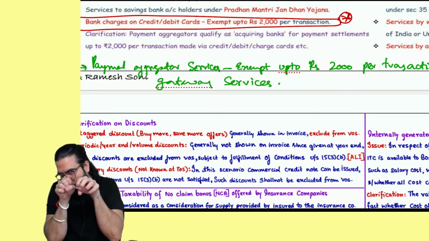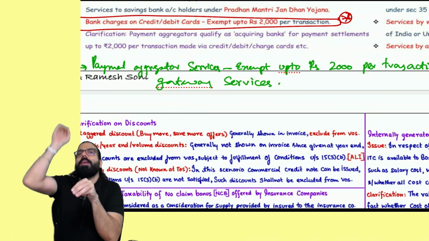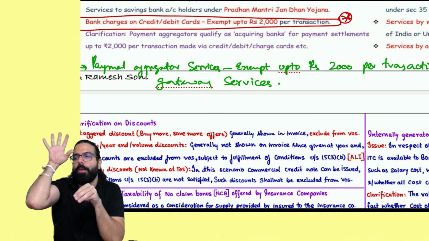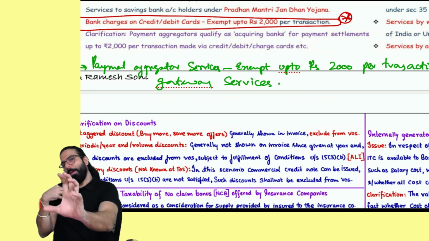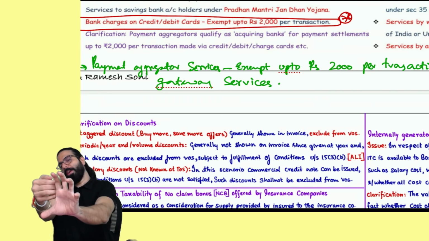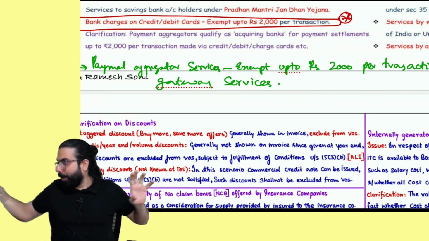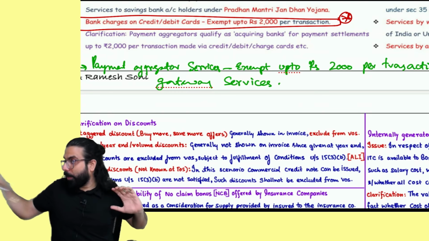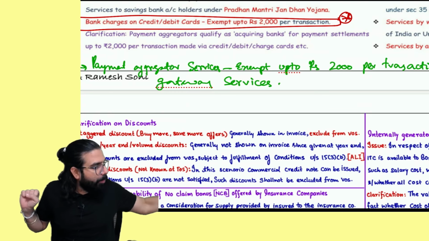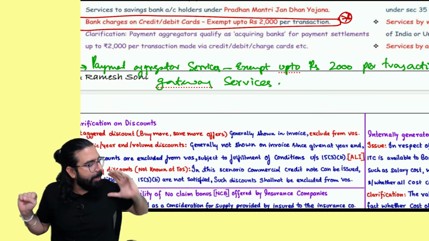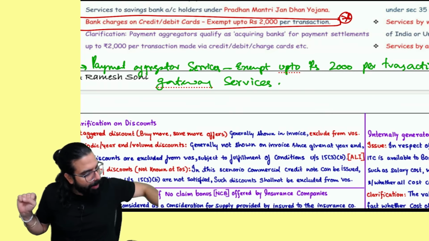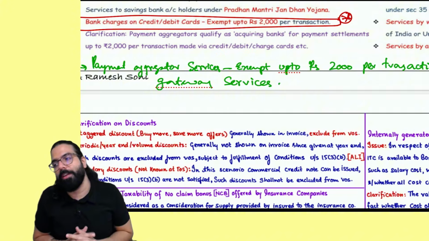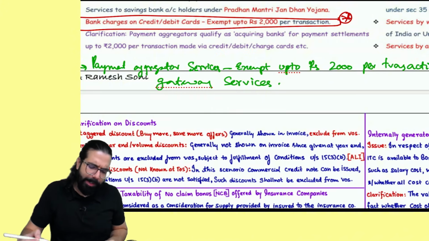So if I'm a payment aggregator, I aggregate all the payments. If I have collected an amount of 2000 from the customer, for that, whatever charges I'm taking from this person for whom I am giving this payment aggregator service, I will not charge any GST on it. Done, sir. This point is clear.